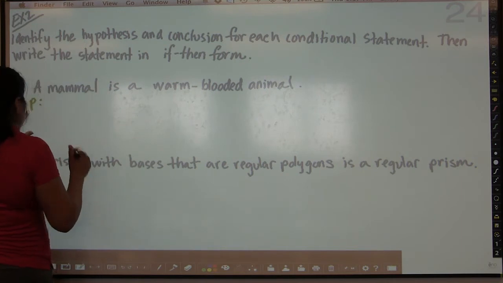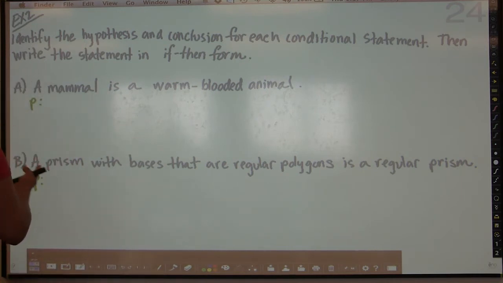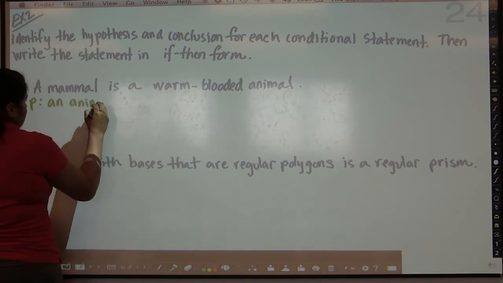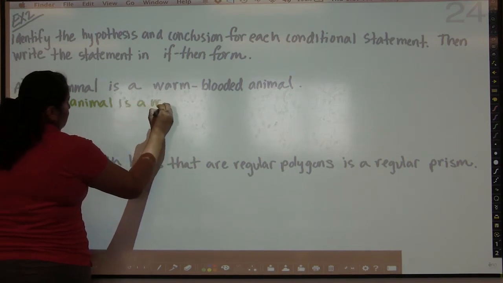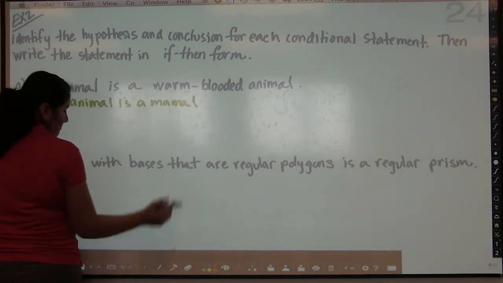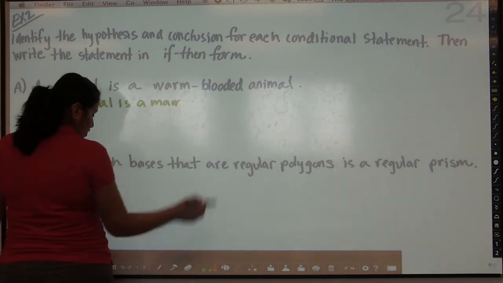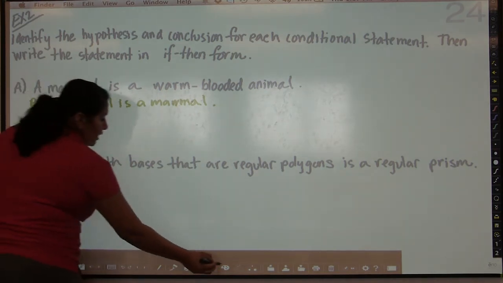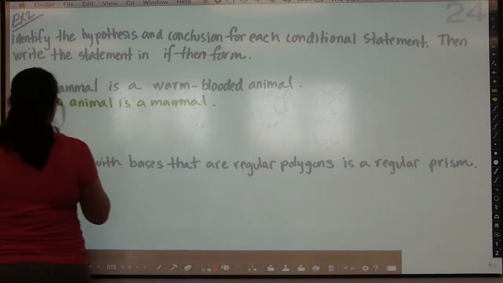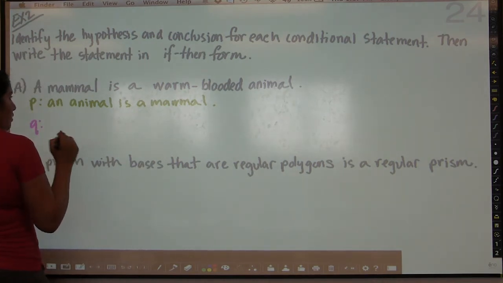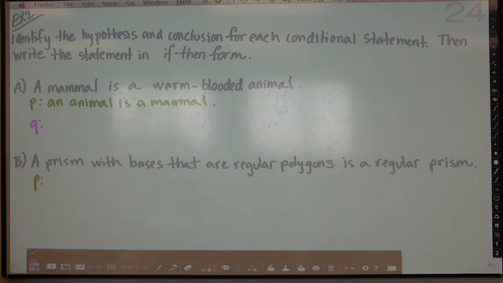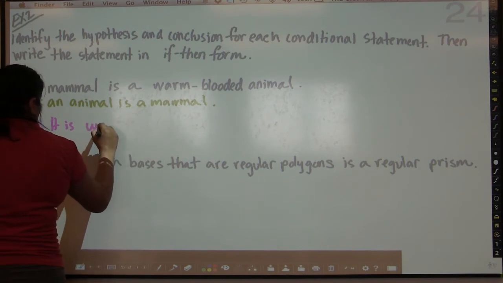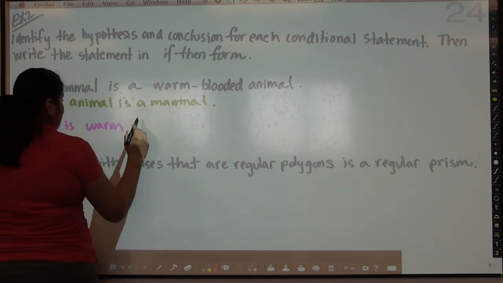So my hypothesis is that an animal is a mammal. Okay? An animal is a mammal. Oops. Not having the best English writing day today. An animal is a mammal. Then my conclusion is that said mammal or animal is warm-blooded, right? So there we go. It, referring back to the animal, is warm-blooded.